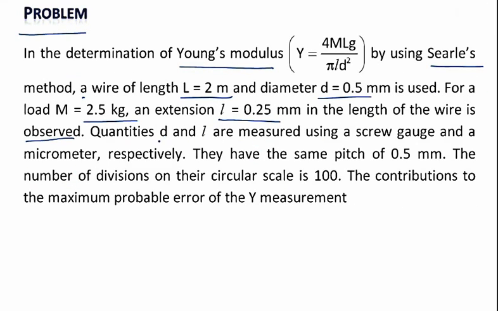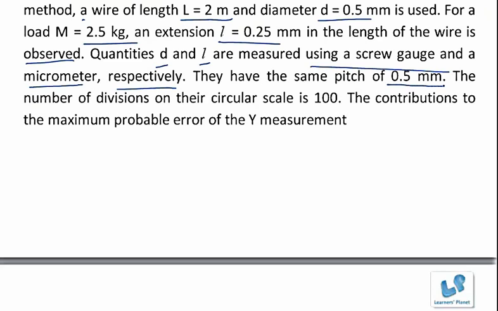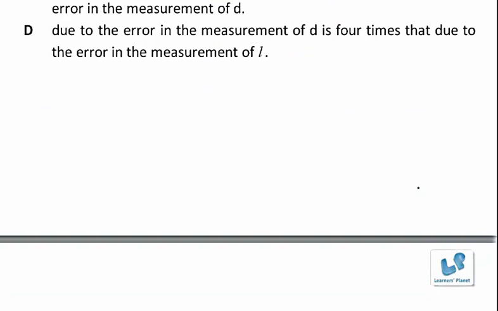Now the quantities d and l are measured using a screw gauge and a micrometer respectively. They have the same pitch of 0.5 mm and the number of divisions on their circular scale is 100. That means least count for both the devices is 0.5 divided by 100, that is 0.005 mm.